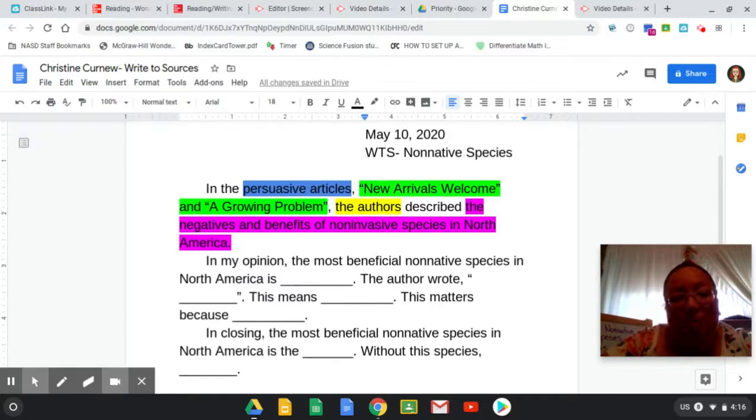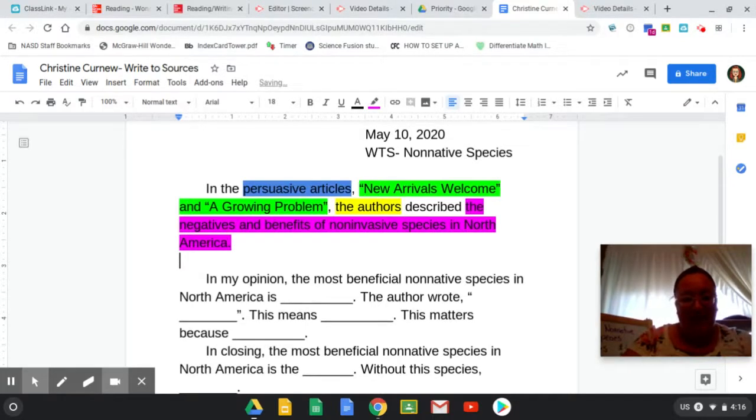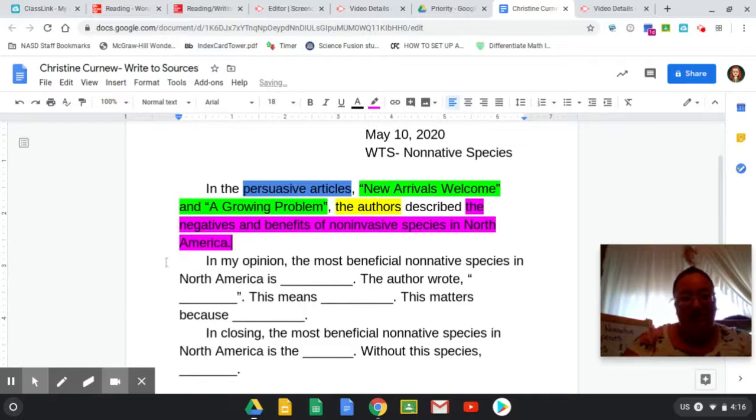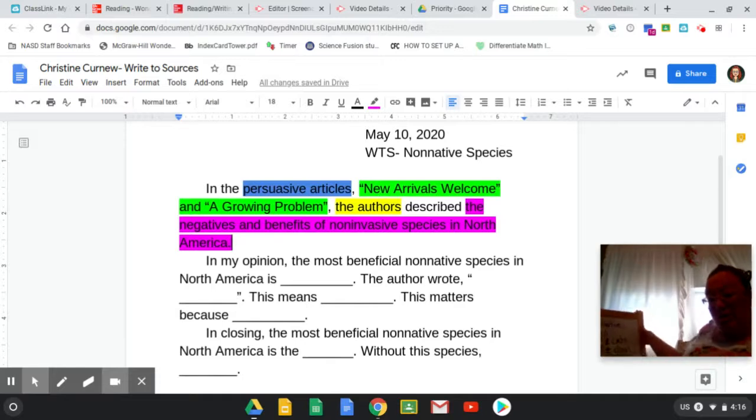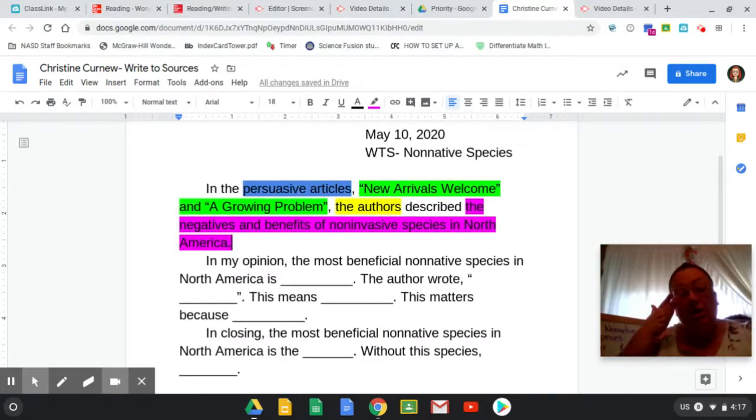Now, remember, we also want to make sure that we restate the question and answer the question. So below here, I went to a new line and I indented, okay? In my opinion, the most beneficial non-native species in North America is, and this is where you're going to put your answer from our board here. You can't see it now because it's all crazy and wonky and small, but we picked oranges, chickens, sugarcane, horses, cats, dogs, or olives. So you're going to pick one of those.